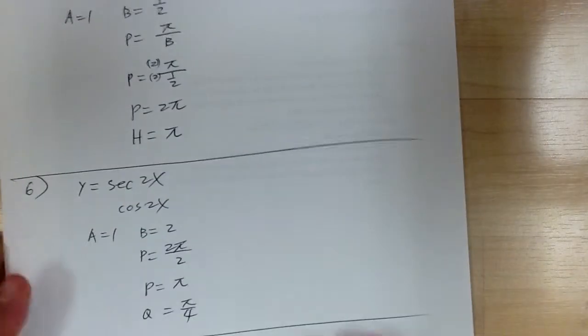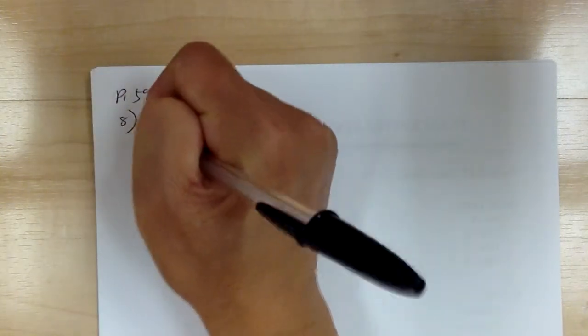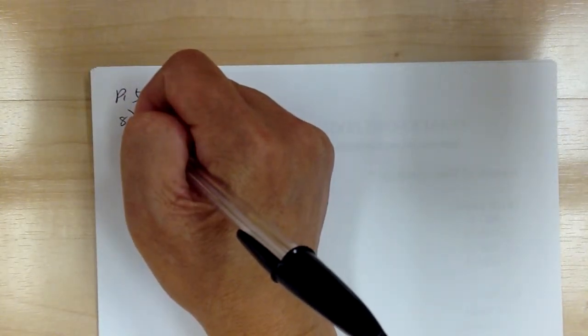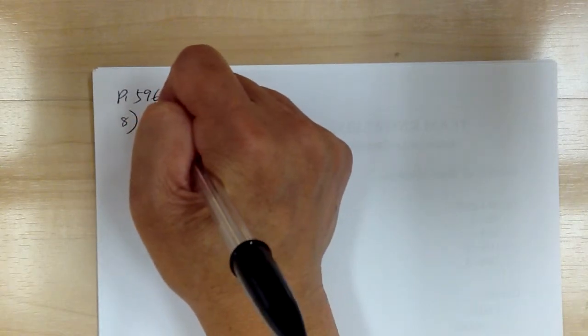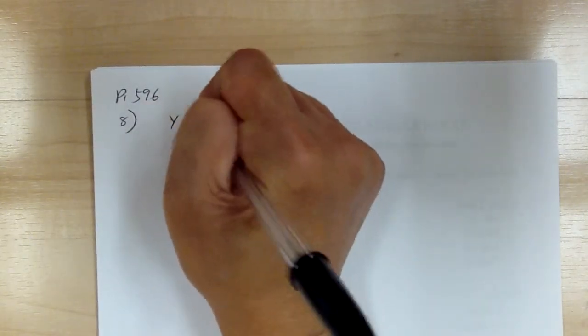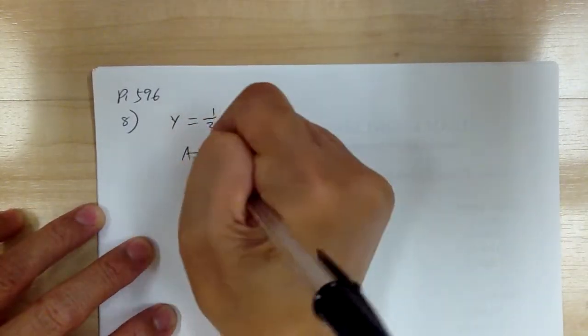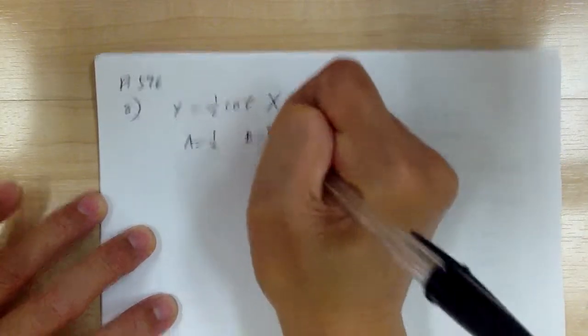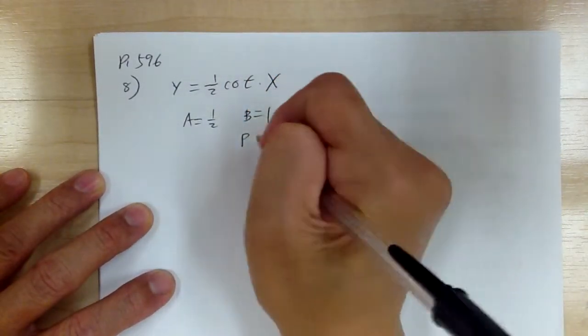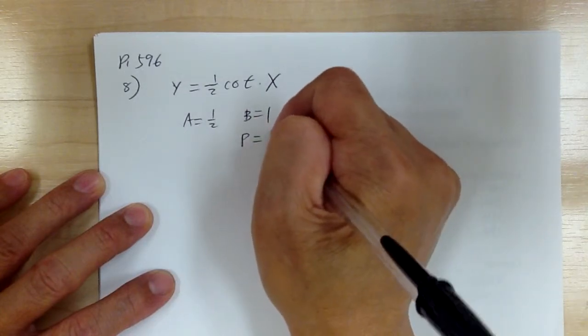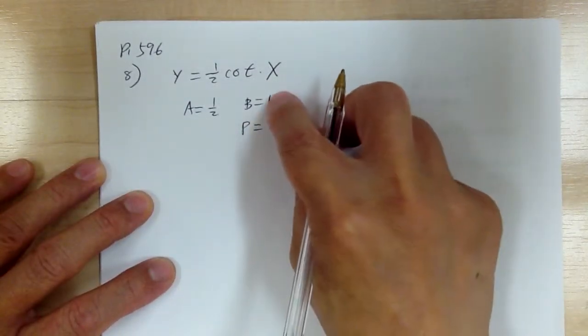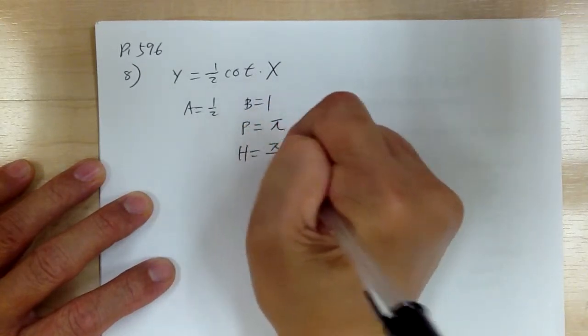Okay, let's go to number 8. Number 8, you have to use number 4 in the oral exercise. So you got y equal to 1/2 cotangent of x. So you got a equal to 1/2, b equal to 1. So that's your b over here. Now for tangent and cotangent, period is pi over b. So it'd be just pi. It's pi over b, and the half wave would be pi over 2.